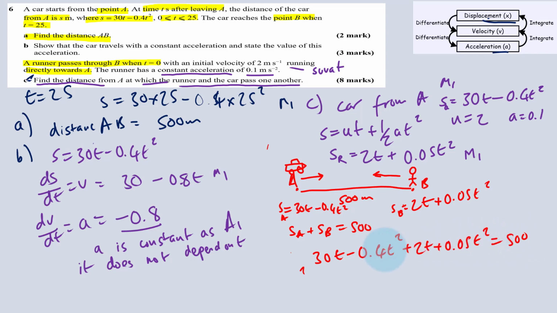Let's simplify that. Minus 0.35t squared plus 32t equals 500. We want to set that to 0, so we're going to get 0.35t squared minus 32t plus 500 equals 0. And something equivalent to that gives you your M1, another method mark. Now you just need to solve this, and I would say use the quadratic formula.